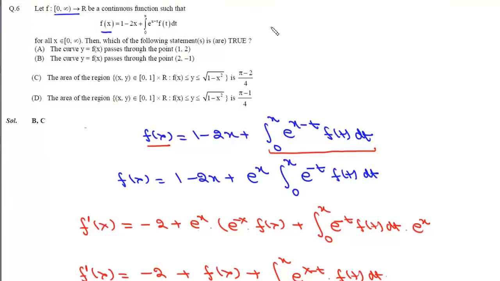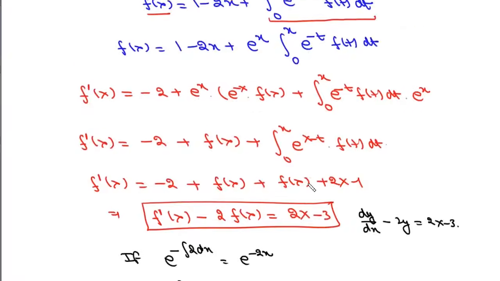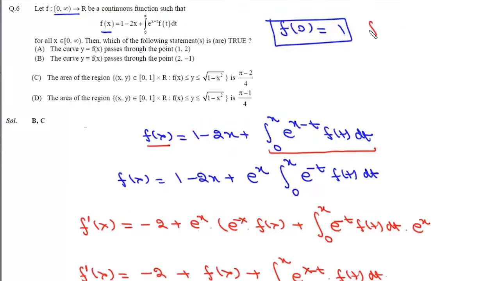Now if we look at this function, then if we put x as 0, f(0) will be 1 minus 0, and this integral will also be 0. So the value of f(0) is 1. So if we put x as 0 and y as 1, it will be 1 equals 1 plus c, that means the value of c is 0. So this y is nothing but 1 minus x. So your function f(x) is 1 minus x. So in this question, f(x) is 1 minus x.